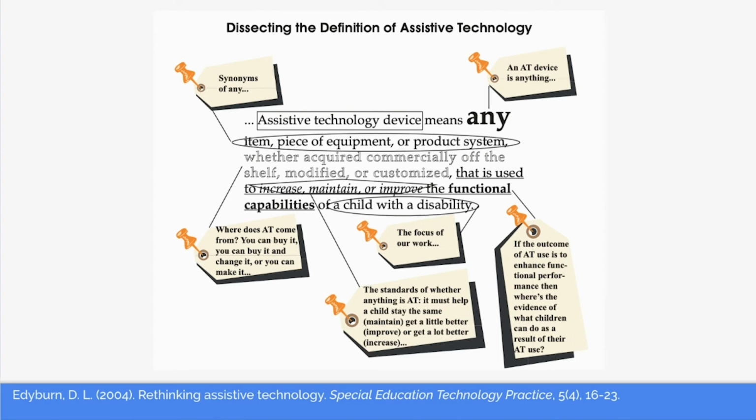And then you see all these little branch offs. So you see these tags that explain that "any" refers to an AT device being anything. You have a circle at the end that says a child with a disability, which is the focus of our work. You have some underlined words like the functional capabilities, which is the outcome of the AT, and so on and so forth. And the reason why I put this in here is because I found this while looking online for information about assistive technologies through the special education technology practice, and it helped me.